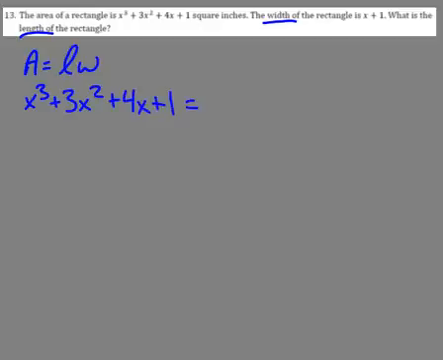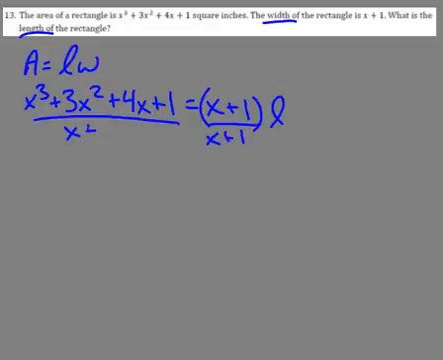Okay, so the area of the rectangle. So area of a rectangle is width times length. So area equals length times width. Well, in this problem, we have x cubed plus 3x squared plus 4x plus 1 equals the width, x plus 1. We don't have length. So what we're going to do is divide by the x plus 1 to both sides.